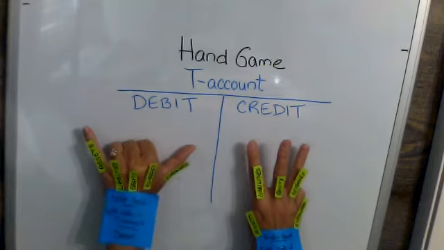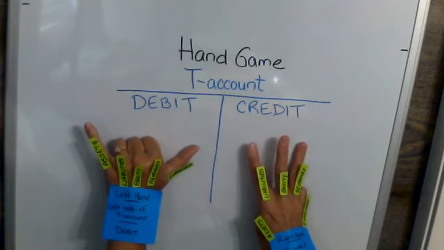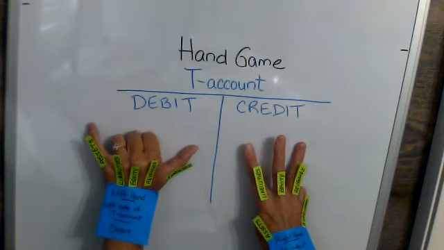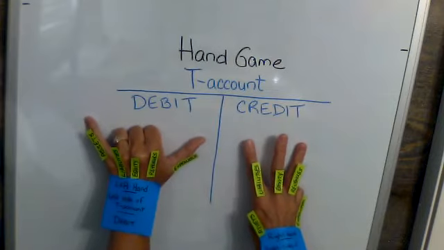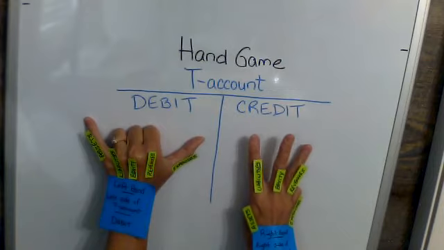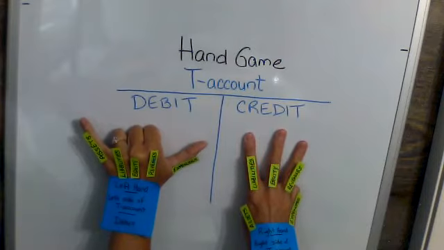On the left side, on our left hand, our baby finger represents assets, our ring finger represents liabilities, our middle finger represents equity, our pointer finger represents revenues, and our thumb represents expenses. Just the different parts of the accounting equation. On our right hand, our thumb represents assets, our pointer finger represents liabilities, our middle finger represents equity, our ring finger represents revenues, and our baby finger represents expenses. It's like you can read the accounting equation on your fingers.